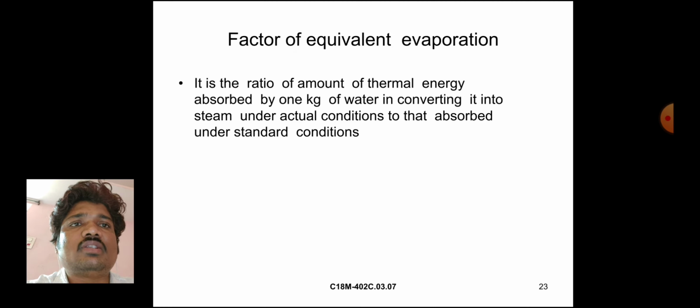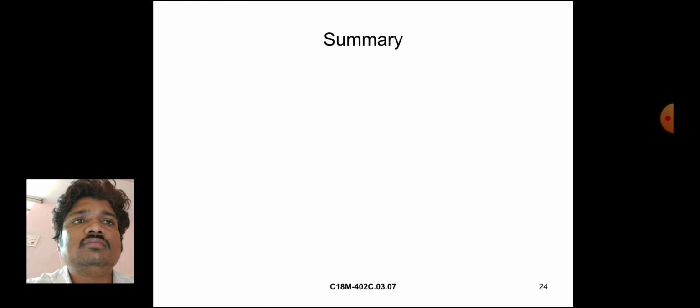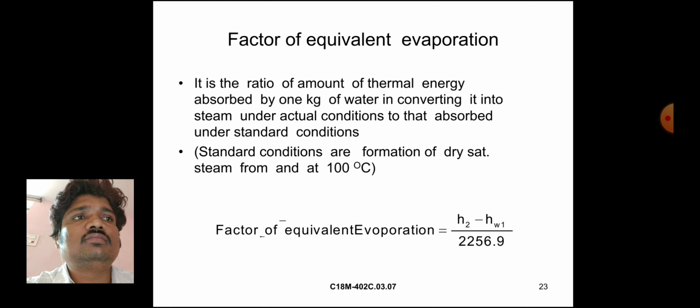Factor of equivalent evaporation is the ratio of the amount of thermal energy absorbed by 1 kg of water in converting into steam under actual condition to that absorbed under standard conditions. Standard conditions are formation of dry and saturated steam from and at 100 degree centigrade. Factor of equivalent evaporation is H2 minus HW1 by 2256.9.